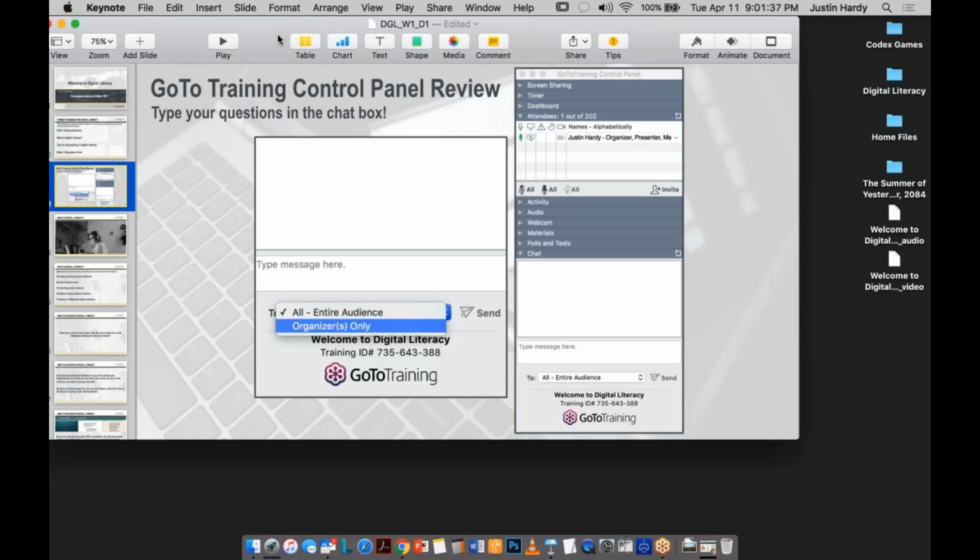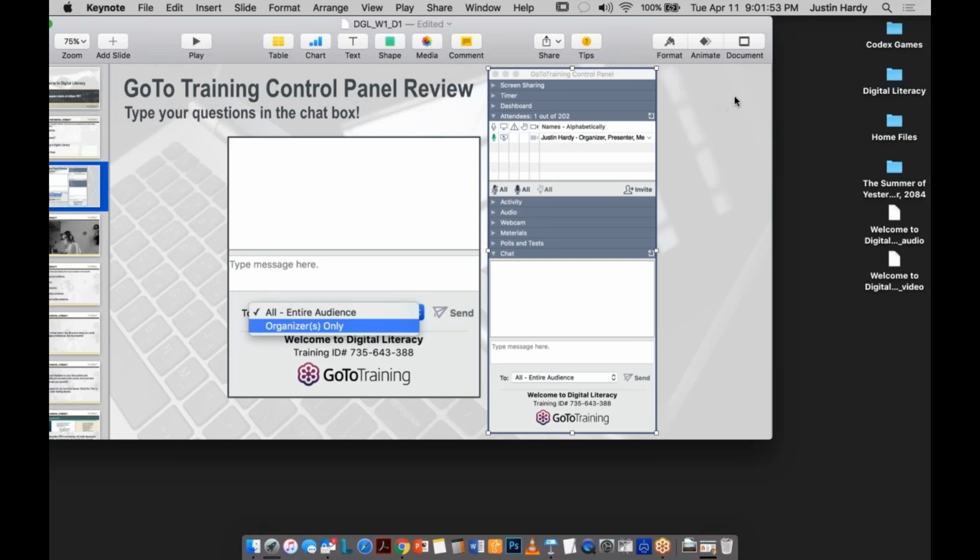So first things first, if you're not familiar with the go-to training environment, it is a little daunting at first. There are a lot of moving parts, but it's not too difficult to figure out once you start playing with it. There are a couple of different controls available to you. You can mute your microphone like I'm doing for a couple of you. You can also raise your hand. So if you have a question and I see that, I'm going to be able to answer it in a timely manner. As you can see there, my hand's raised and now it's put back down.